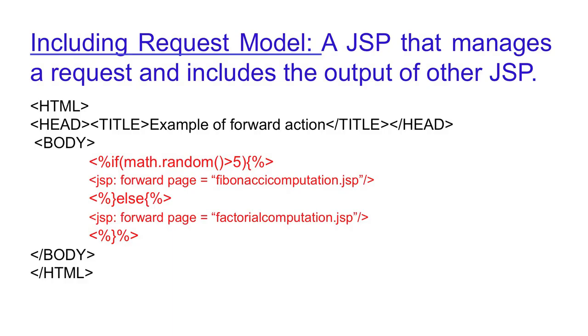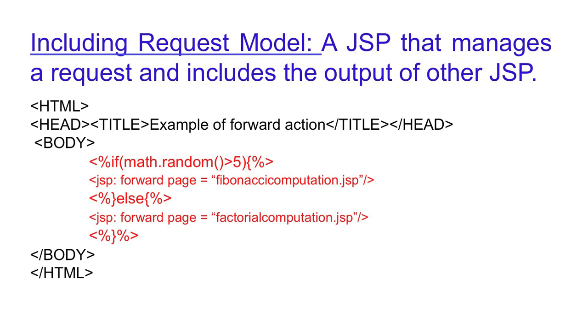Now see one program: how to implement this jsp:include. Here you can see the program. This program will include the request model. This is for including the request model, a JSP that manages a request and includes the output of another JSP also.